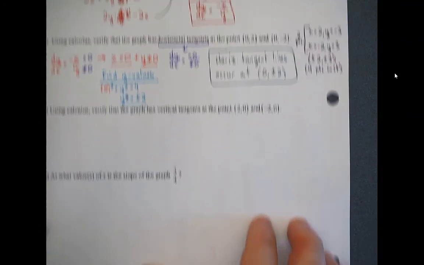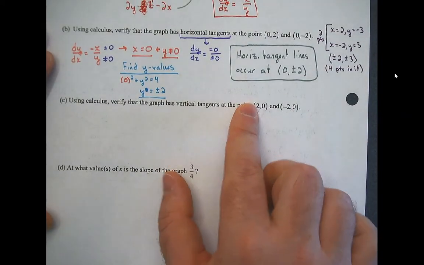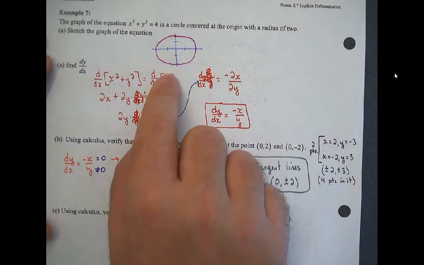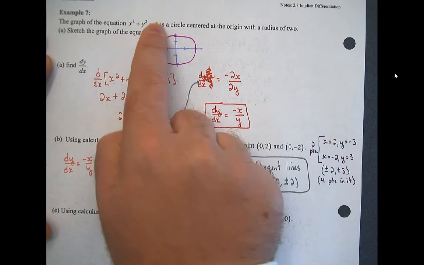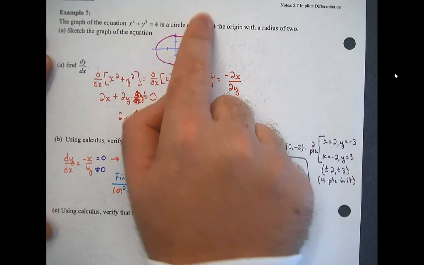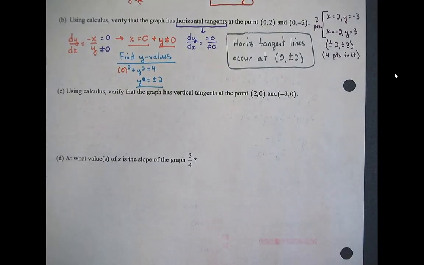All right, so using calculus, verify that the graph has vertical tangent lines at 2, 0 and negative 2, 0. As we look at the picture, that seems reasonable. At negative 2, if I drew a tangent line, it does look like it's vertical. So I'm going to encourage you to try to do this one on your own. Pause if you haven't paused yet.